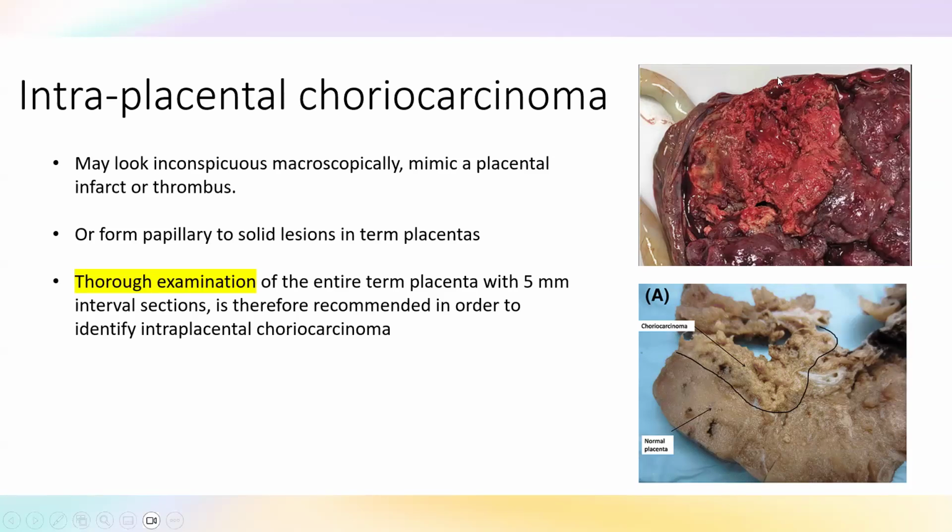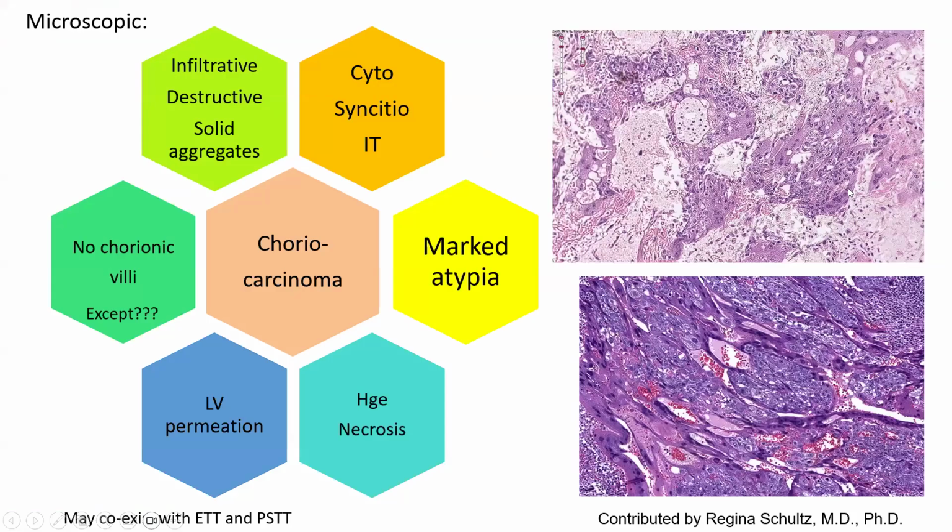So please, obstetricians, examine your placentas very well. If you have anything that you suspect, please send them for pathology. There they can examine them and take multiple sections with 5 mm intervals. Okay, they may appear with papillary or solid formations.